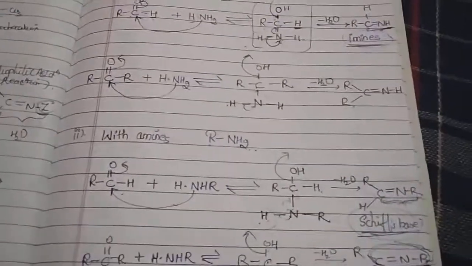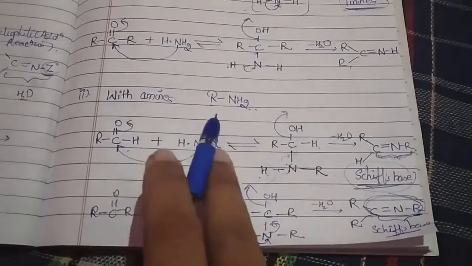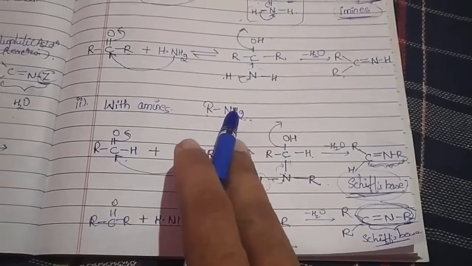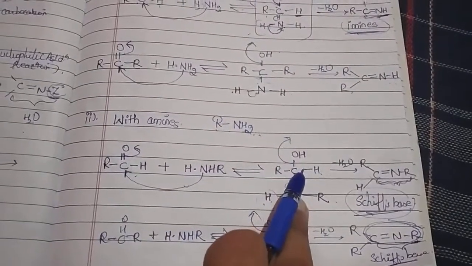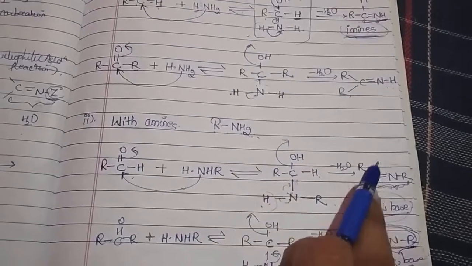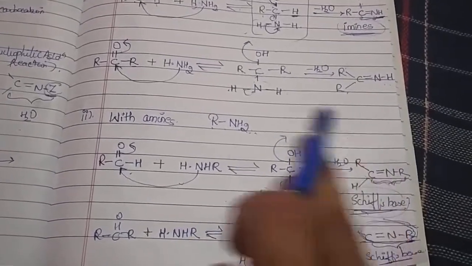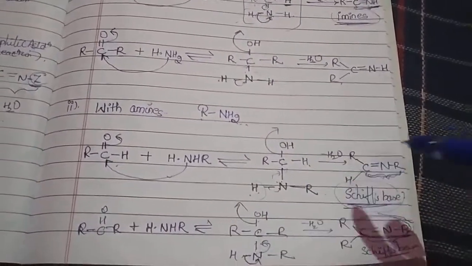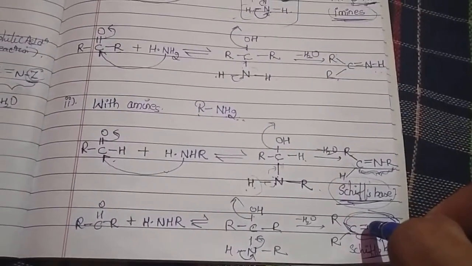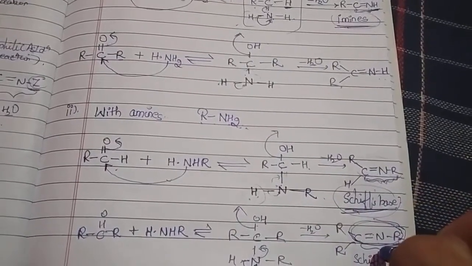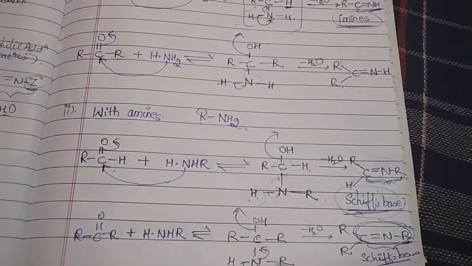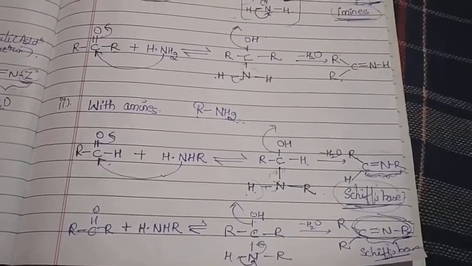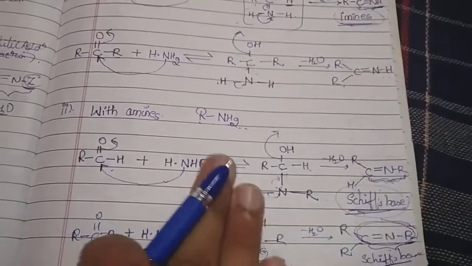And what we came to know: whenever carbonyl compounds are treated with amines, first you are going to get an addition product. On dehydration of that intermediate, the final product we are getting is called a Schiff's base. They can ask you a question, how can you obtain Schiff's base from carbonyl compounds? So you have to remember this reaction.